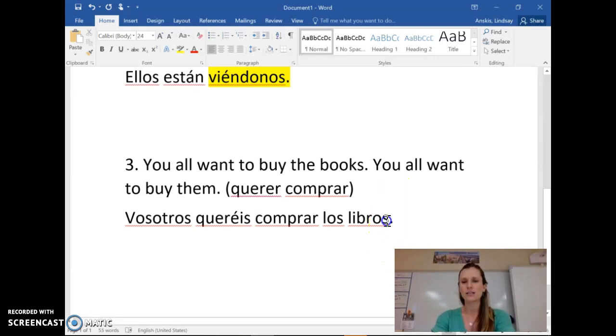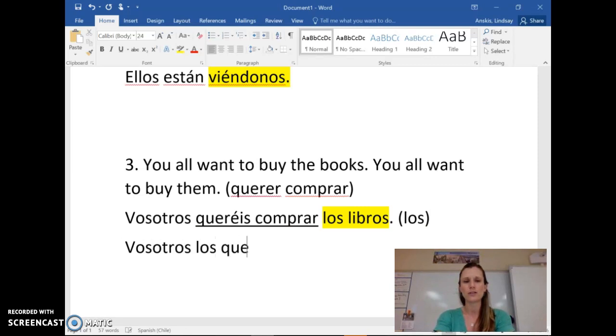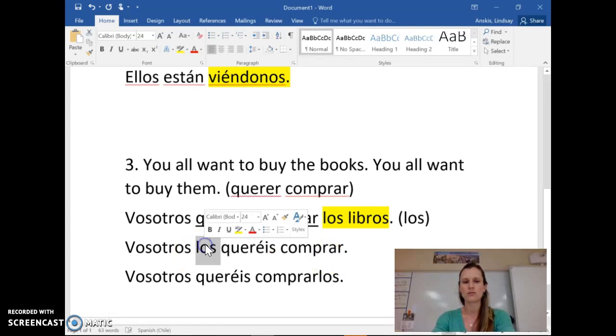The direct object is los libros. It's what follows the verb. I have two verbs, querer and comprar, so I have two options for the pronoun placement. I'm going to replace los libros with los because it's a masculine plural item. So I can say, for "you all want to buy them," vosotros los queréis comprar, or I can say vosotros queréis comprar los, and attach it to the end. So because I have two verbs, I have two different pronoun placements.